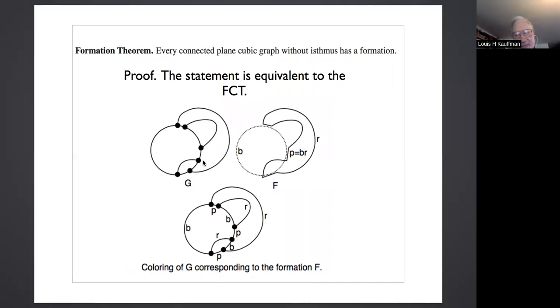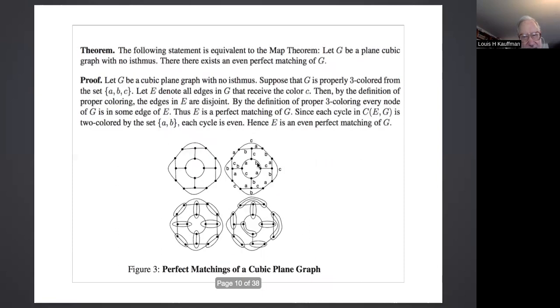So here's another example, as I said. Here's a graph, here's a formation, and in this formation you see that you have same side interactions and crossing interactions, both of them in the corresponding formation. And I've indicated all the different aspects of that in this drawing. So then the other theorem that we talked about last time is the following statement, that if you have a plane cubic graph with no isthmus, one connected, no edge that disconnects it if you remove it, then there exists an even perfect matching of the graph.